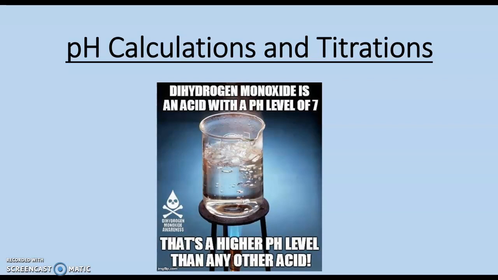I thought we would start off with a little humor. So I'm going to give you a second, look at the joke, see if you get it. Hopefully you do, because dihydrogen monoxide is water. And it says it's an acid with a pH level of 7. Well, we know that 7 is actually neutral, and it does have a higher pH than any other acid because acids have lower pHs than water. So ha ha ha, sounds dangerous, but it's not.